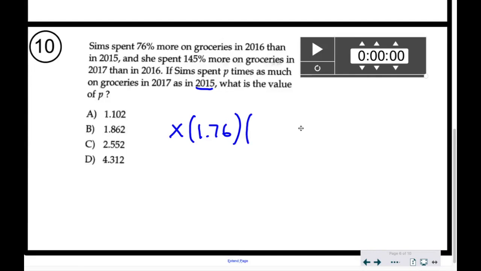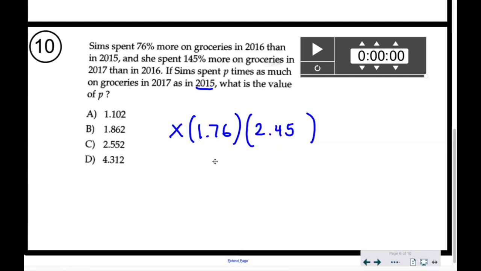Now, this is where we have to do that again. She spent 145% more on groceries in 2017. For some reason, when it's a percentage over 100, students make the mistake of just doing 1.45. But that is incorrect, because doing nothing is 100%, since 100% is like multiplying by one. So if you start with 100% and increase by 145%, you're going to end up with 245% of it, which is really multiplying by 2.45.